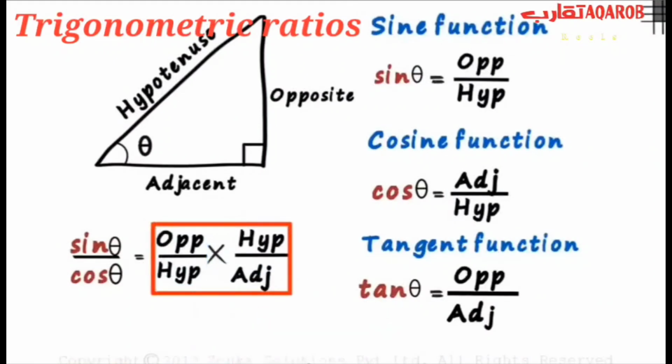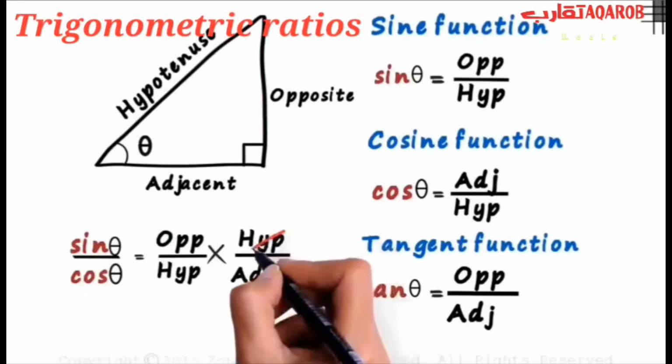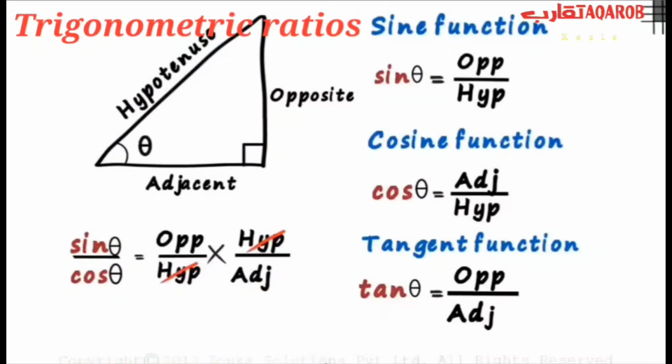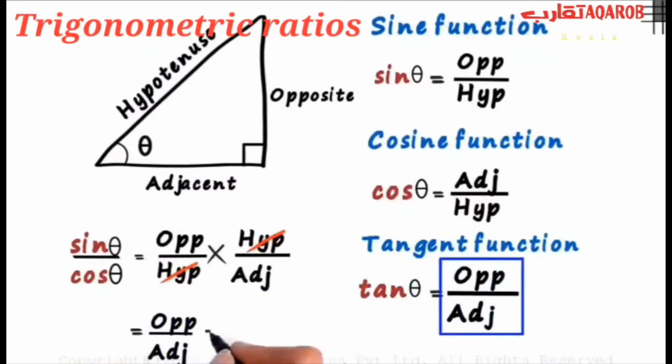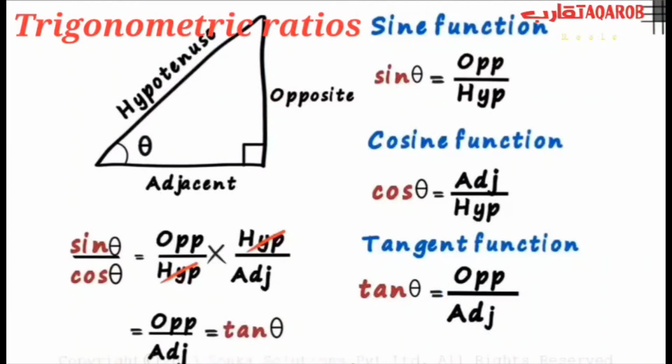Look at the right hand side. Can we reduce it further? Yes, we can cancel out hypotenuse from the numerator and the denominator. That gives us opposite by adjacent. Hang on, does this look familiar? Of course it does. It's the value of tan theta. We just proved one of the most important relations in trigonometry. Sin theta by cos theta equals tan theta.